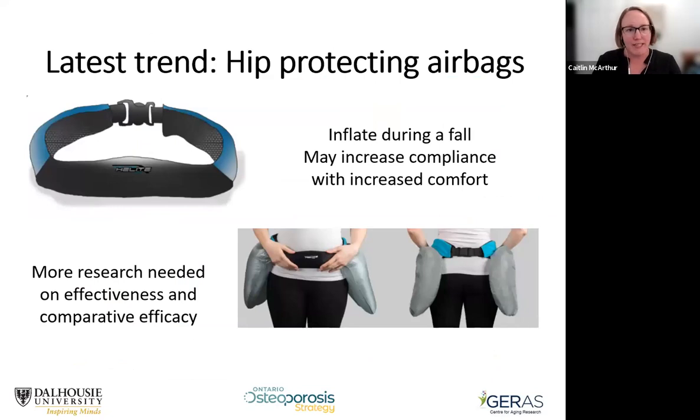One of the latest trends in hip protectors are these hip protecting airbags, which looks like a belt that you wear around your waist. They basically inflate during a fall. The little airbags on the side only come out if somebody is falling. It has an integrated electronic system which detects a fall, and then as the person is falling, those airbags will inflate.